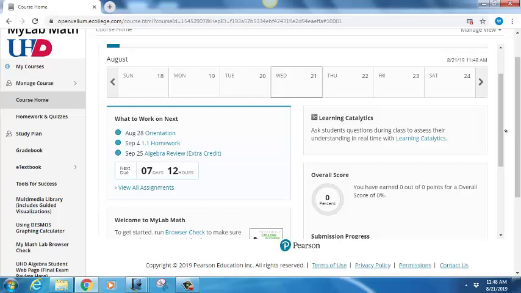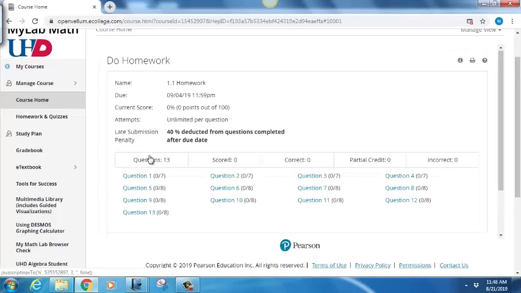Ooh, let's open that first homework. I'm curious to see what's in there. Have y'all started that one? Anybody started that one? Not the orientation assignment, but the first homework assignment, okay? All right, so there they are. It's not very long, right? It's only 13 questions.